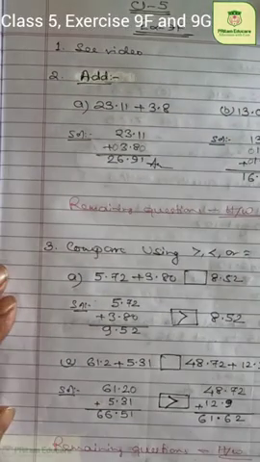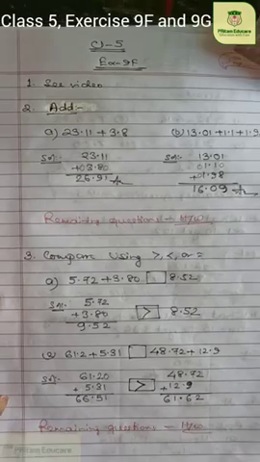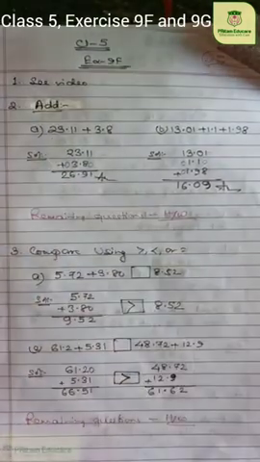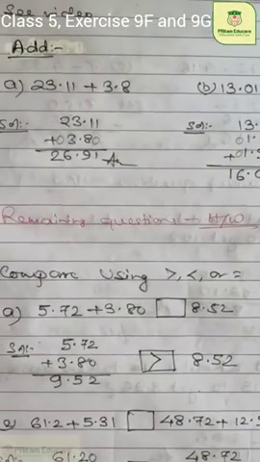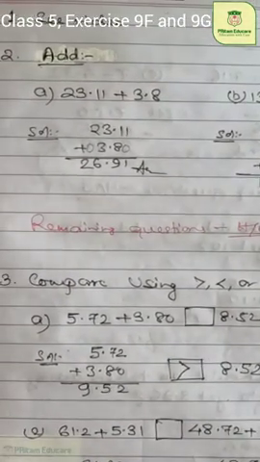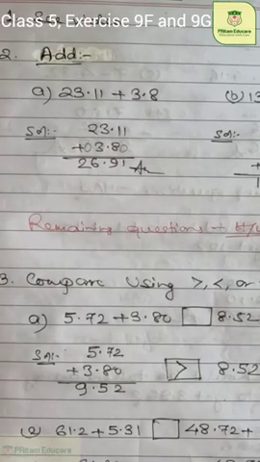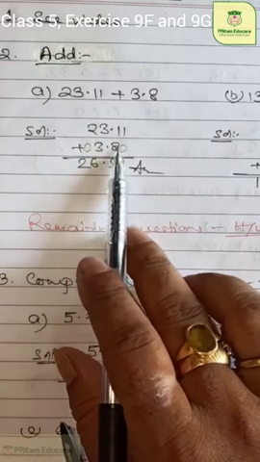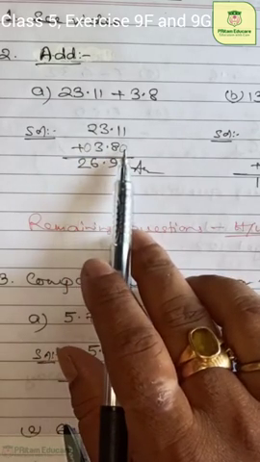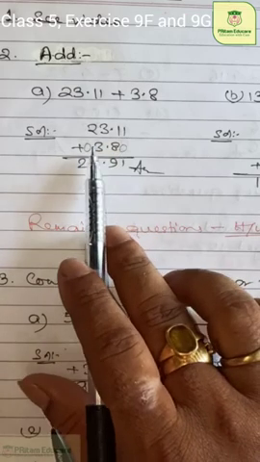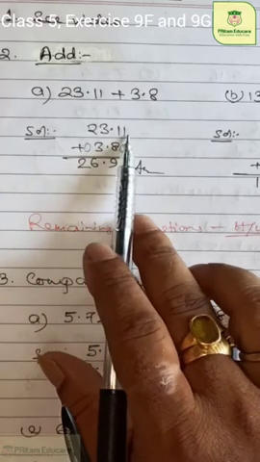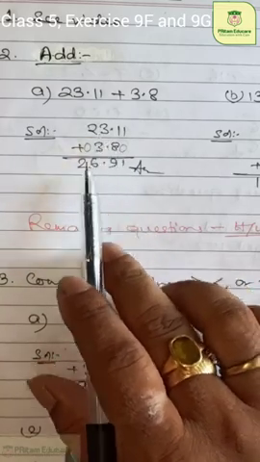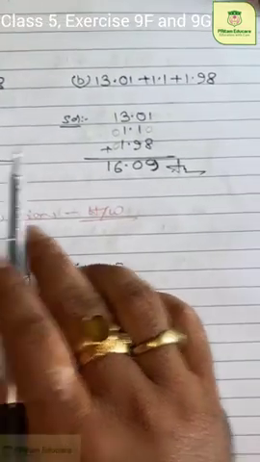Now let us see question number 2. Question number 2 is add 23.11 plus 3.8. So 23.11 plus 3.8. In 3.8, the ones place has no digit, so I have placed 0, and in the tens place no digit, so I have placed 0. So 1 plus 0 is 1, 8 plus 1 is 9, 3 plus 3 is 6, 2 plus 0 is 2. So addition you know very well.